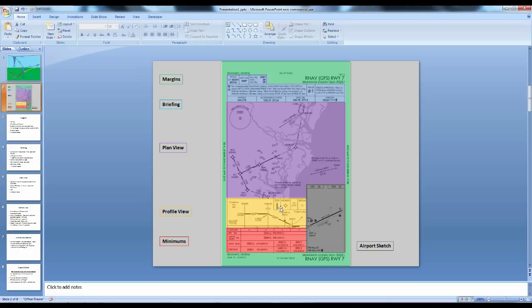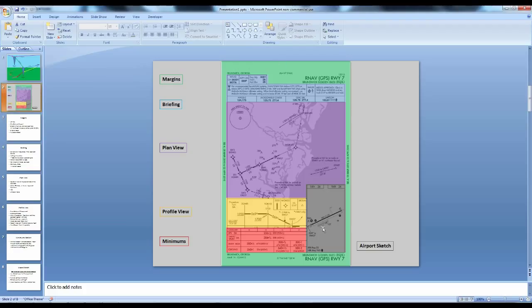Now, it's important to note that sometimes people like to mix and match the profile view and the minimums. I like to stress that these are two different sections because they show different things. And I also don't want you to get confused. I call it the airport sketch, and this is the term used by the FAR AIM. Some people refer to this as the airport diagram. I prefer airport sketch so as you don't get confused with the actual airport diagram that we talked about in the first video of this series.